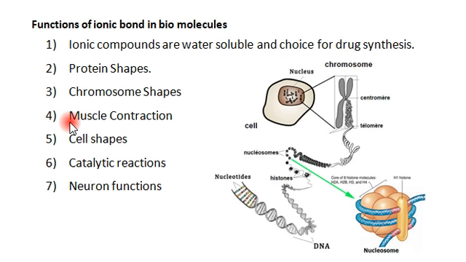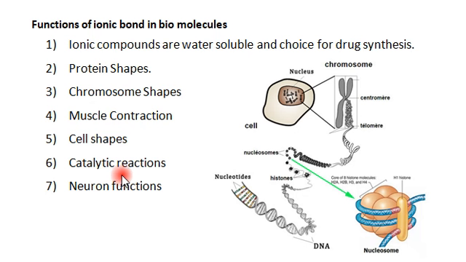The next function of ionic bond is that it is involved in muscle contraction. The action potential of sodium, calcium and potassium ions depends on ionic bonds. Hence, muscle contraction also depends on ionic bonds. The fifth function is cell shape. Ionic bond is involved in cell shape as the integrity of the entire cell depends on ionic bonds.